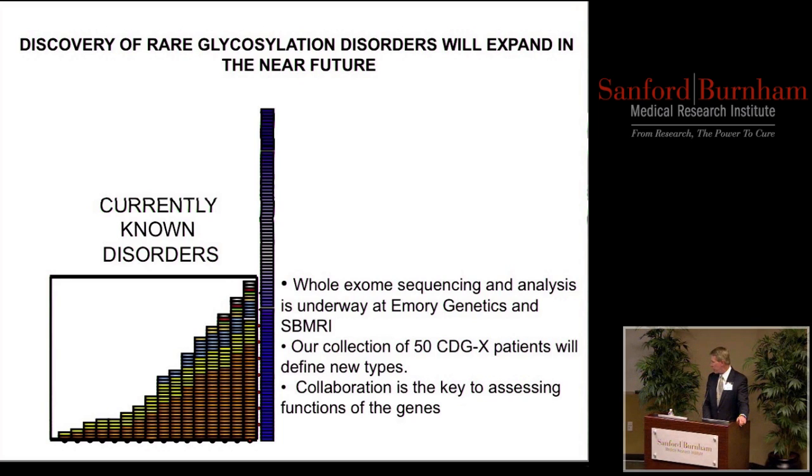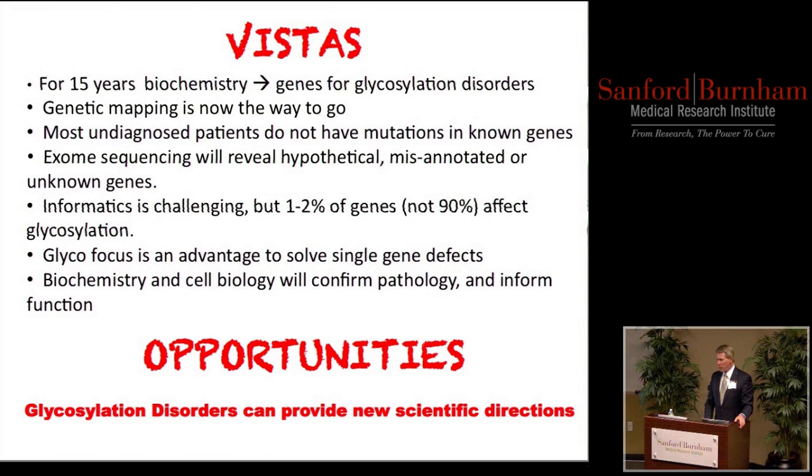And we have about 50 CDG-X patients, and we know that at least in looking at 10 of them, only one of those has been in a known type. So a lot of new diseases are yet to be discovered. So what are our vistas? Well, in the past, I would say 15 years, we've had biochemistry leading us to the genes, and that's worked out pretty well. But that approach, I think, is nearly saturated, not completely, but nearly. And so now genetic mapping is the way to go. But since most of these patients don't have mutations in known genes, we're going to have to turn to exome sequencing.